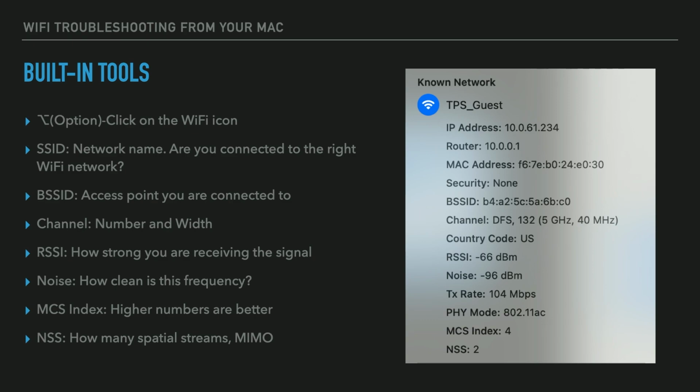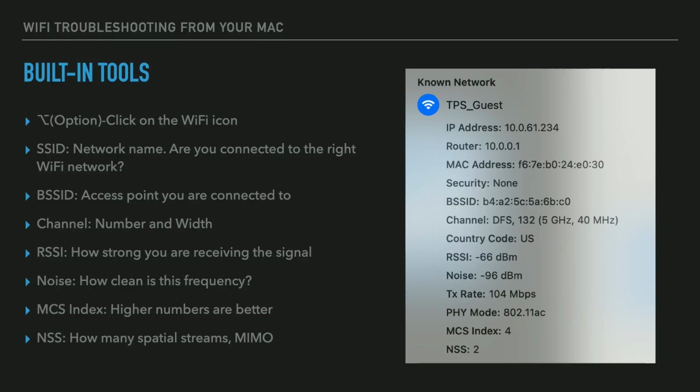It's going to show you what channel you're on. I was on a DFS channel and working fine, but if there was some radar interference, it may switch over. The RSSI, that's your signal strength. That's what you're looking for. Remember we talked about when am I roaming? That's your signal strength there, measured in this minus 66 dB. Noise is how clean is the frequency. Again, if everybody's murmuring, there's noise in the room, and we're not going to be able to hear quite as well.